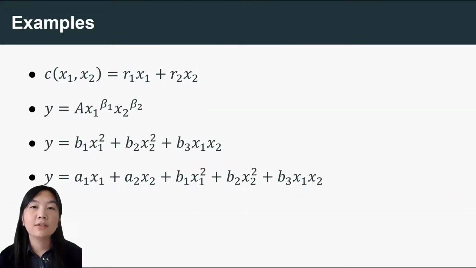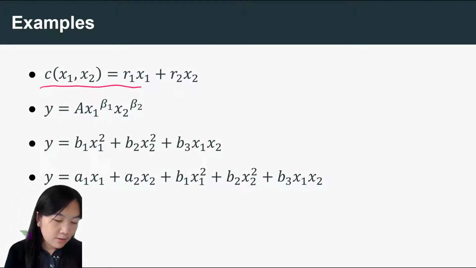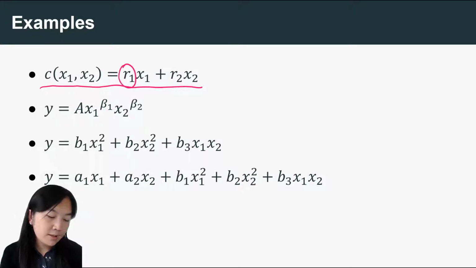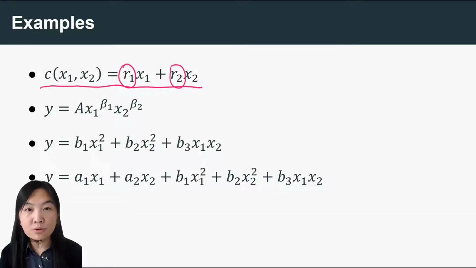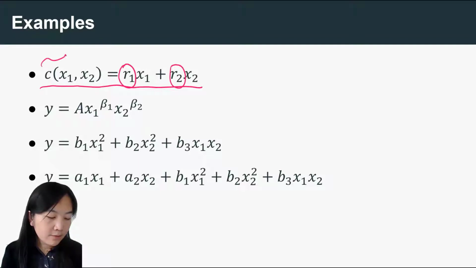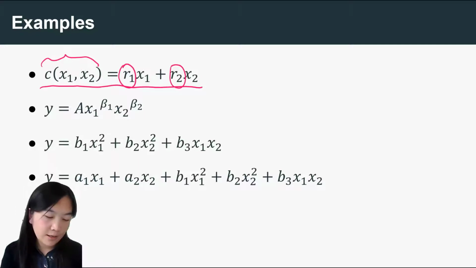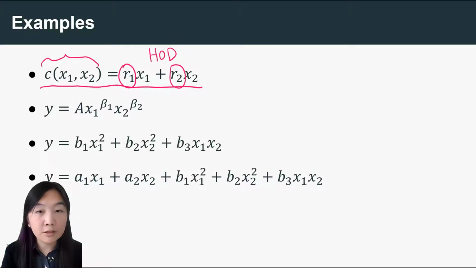Let me give you several examples here so you have a better understanding of what a homogeneous function is and what the degree is. This function we have seen is the cost function, where r1 is the price of input 1, and r2 is the price of input 2. So this is the cost from the input side. And this function is HOD1. HOD means homogeneous of degree 1.